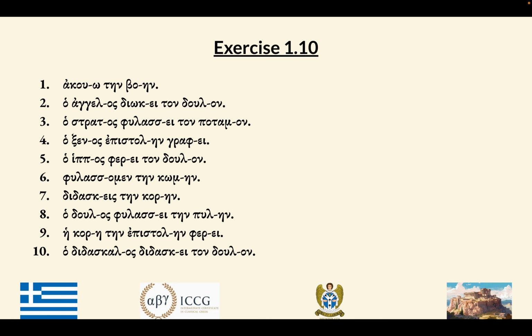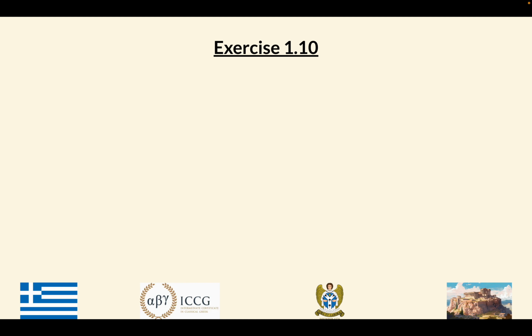And then exercise 1.10 gets a bit harder because it's now full sentences rather than just individual words. So akuo, right, that's what we've just been practicing as the verbs. So akuo means I hear. And then the object is ten boen. So ten, just like ton and ho and he, is a form of the definite article, so it means the. And then boen, if you look it up in the dictionary, means shout. So therefore, I hear the shout.